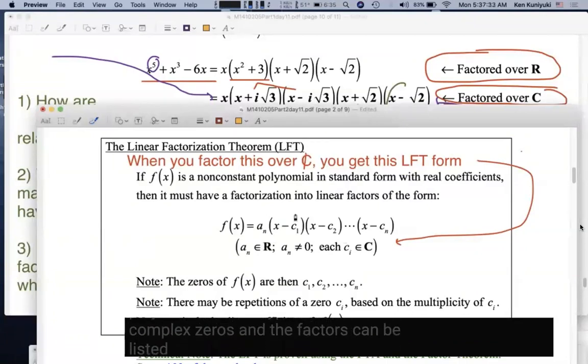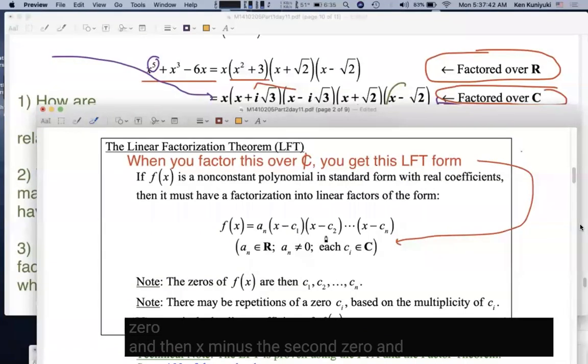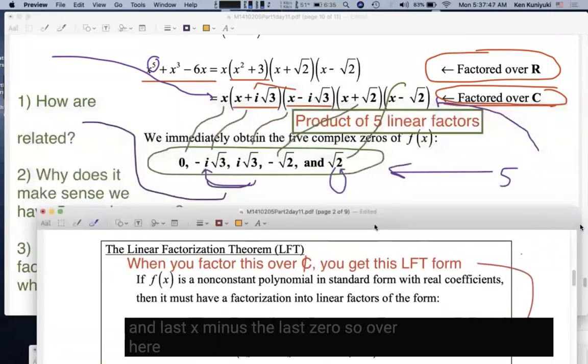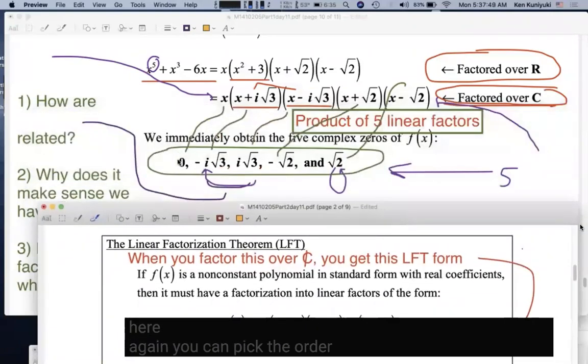And the factors can be listed out as x minus the first 0. There's no order, but you can pick the order. x minus the first 0, and then x minus the second 0, and so forth. And last, x minus the last 0. So over here, again, you can pick the order. If the first 0 is 0, we have x minus 0, or just x, as our first linear factor. Since this is a 0, that's a factor. Since that's a 0, that's a factor. Since that's a 0, that's a factor. Since that's a 0, that's a factor. The factor theorem is related to this.